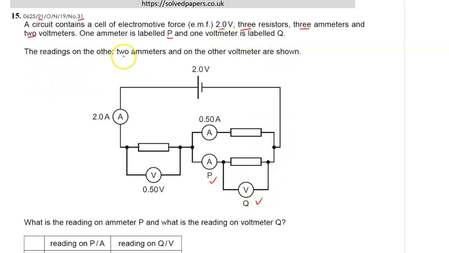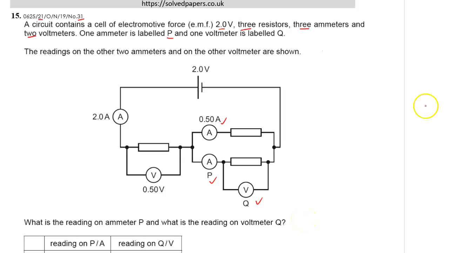The readings on the other 2 ammeters and the other voltmeter are shown. Of course, this ammeter is 2 amperes, and there's another one. We have 3 ammeters: this, this, and then this one, 0.5. This one is not shown. So what is the reading on ammeter P, and what is the reading on voltmeter Q?